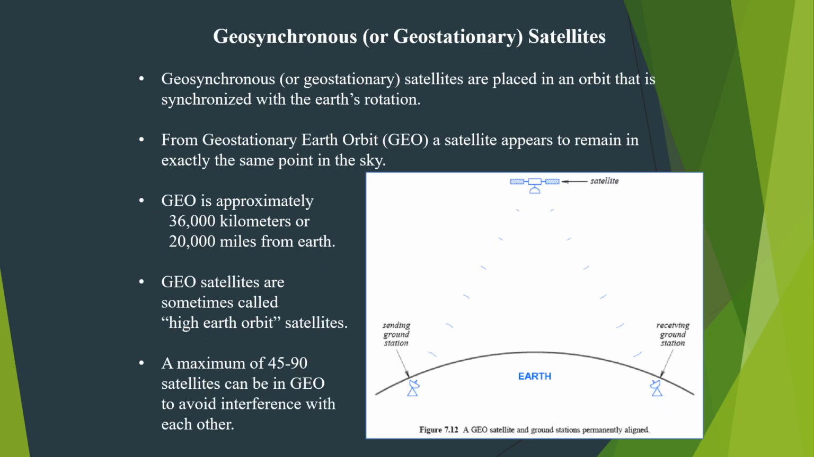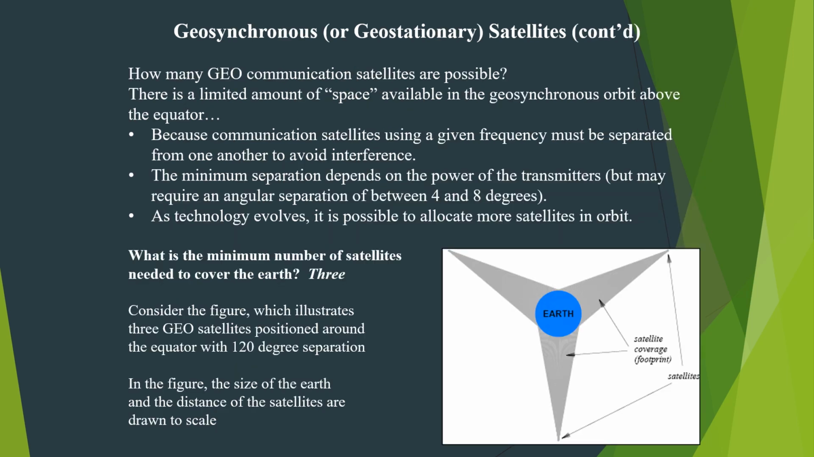And the next one is the geostationary satellite. It is placed in an orbit that is synchronized with the earth's rotation, and is called a geostationary satellite.